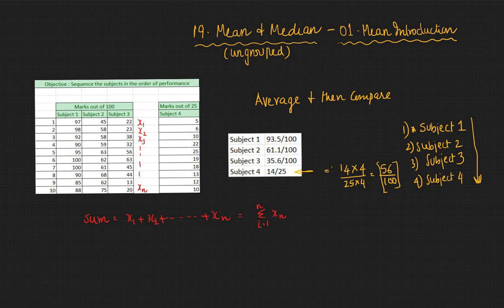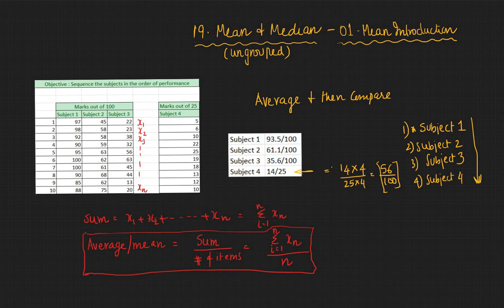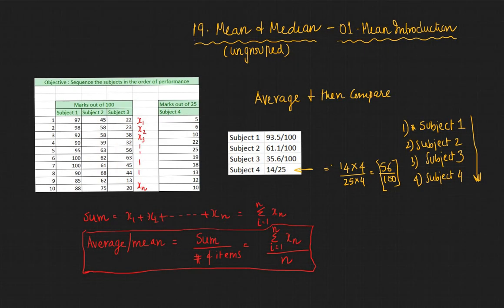So you can write it this way, and your average, which can also be called the mean, is equal to your sum divided by the number of items. And that you can write as sigma i equal to 1 to n of xi divided by n. So this may look very intimidating, but all this means is you are taking the sum and dividing it by the number of items. Okay, so we're done with the first concept.